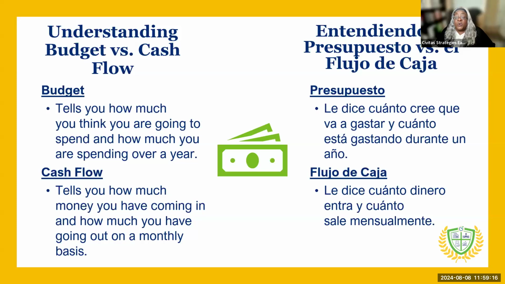The difference between your cash flow and budget is important. A budget will tell you how much you think you are going to spend and how much you are spending over a year, while your cash flow will tell you how much money you have coming in and how much you have going out every month.